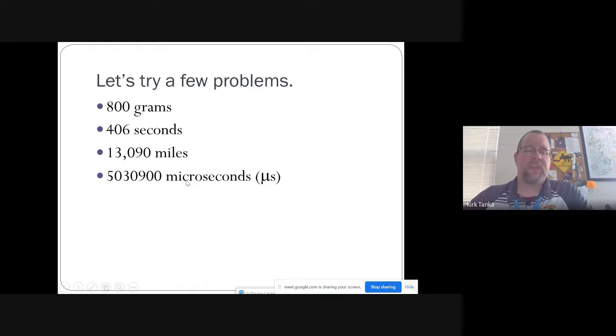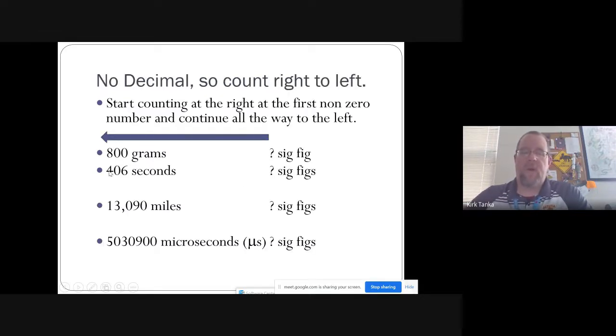And then if we have this for microseconds, then we don't count these 2 zeros. There's no decimal point. So we count from the right to the left and start counting at the first non-zero number. So 1, 2, 3, 4, 5. Tells you what you get. And there you go. Now the next one.